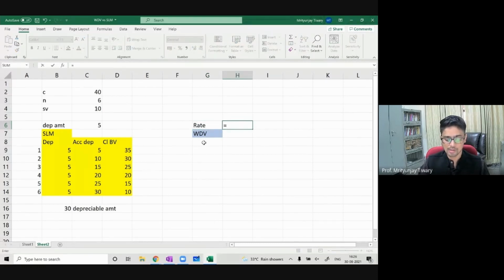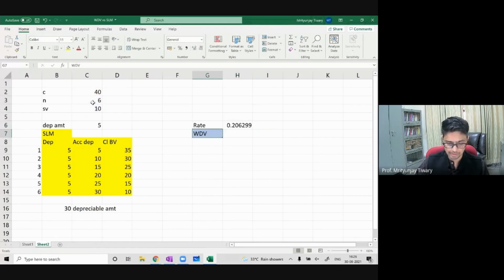How do we do this? We have a formula. The formula is 1 minus the nth root of SV divided by C. So this is SV divided by C, and I want to find the nth root of this. How do we find the nth root? 1 by n. You guys have attended some basics of Excel classes, so this much formula is good. Okay. Now this is the percentage.